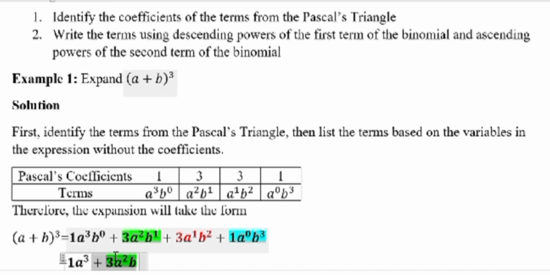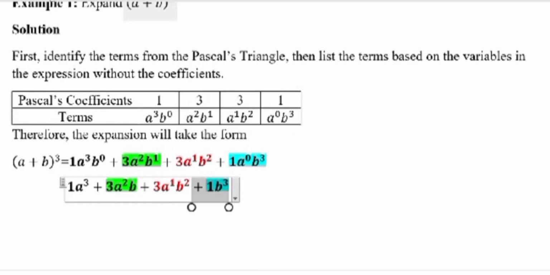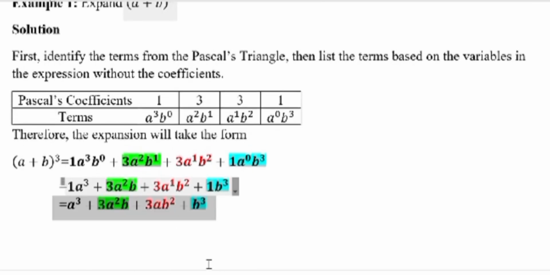Then plus 3A squared B raised to power 1. But remember, B raised to power 1 can be written as B. We don't have to indicate the power. Then plus 3AB squared. Then plus 1 times A raised to power 0 is 1 times B cubed. So this is like 1 times B cubed. That's what we have. So that is the answer that we have.